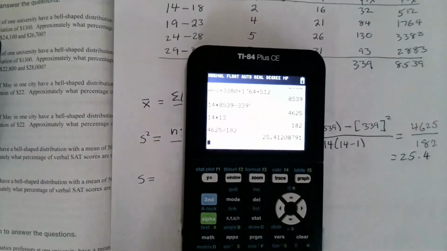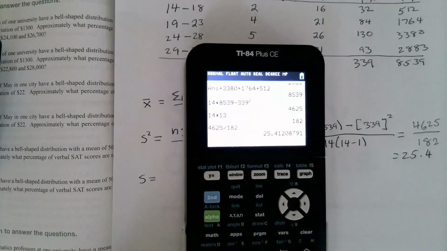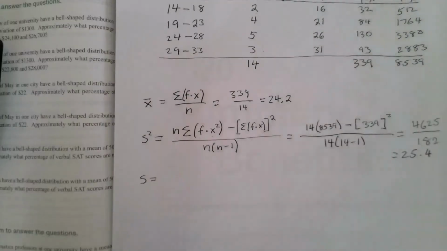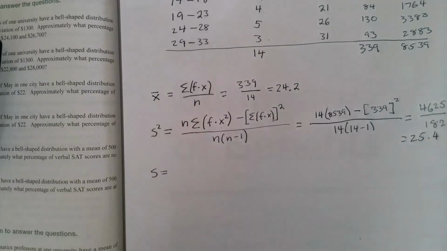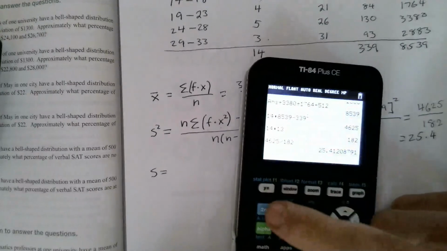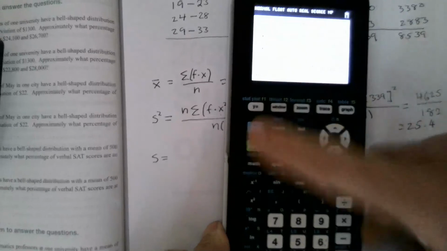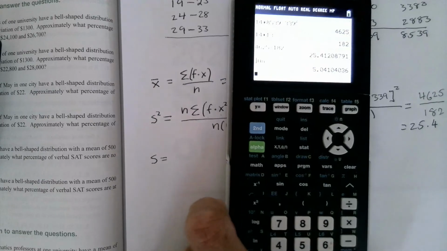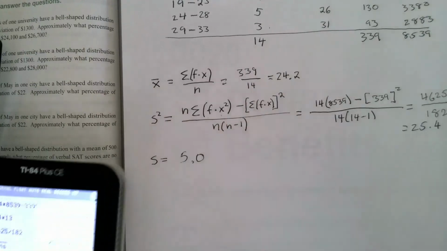So we get 25.4 rounded to 1 decimal place. Now S will be the square root of the sample variance. So we'll calculate S. We'll just take the square root of the previous result. And that gives us 5.04, which we will round off to 5.